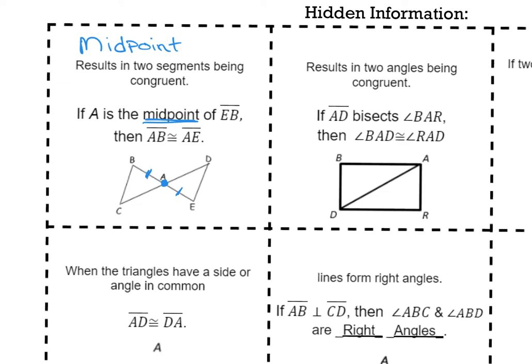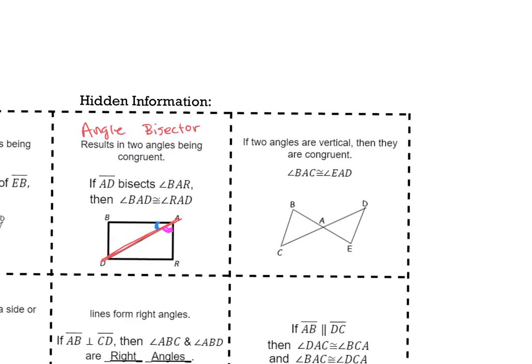All right. Now looking at the next one, this one's going to be angle bisector. And what that tells me is if AD bisects angle BAR, then angle BAD is congruent to angle RAD. So we're saying if AD, this red line right here, this bisector, bisects those angles, then BAD, which is going to be this blue angle right here, has to be congruent to RAD, which is going to be the pink angle. And that's just because when we bisect, we cut in half, right? That's just the definition of what bisect means.